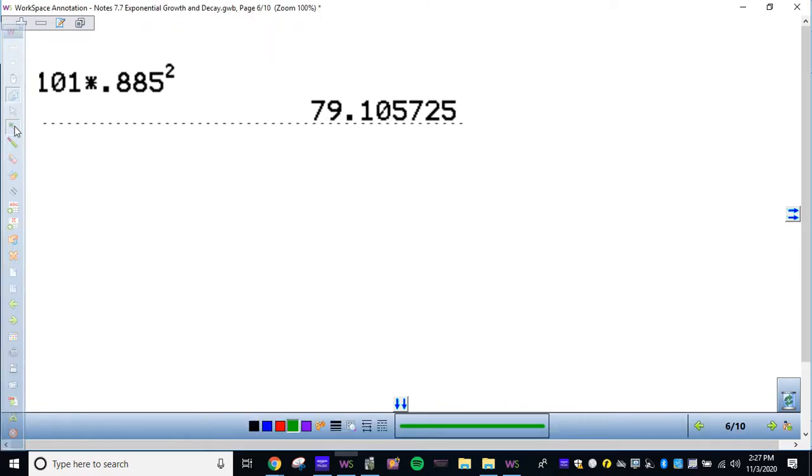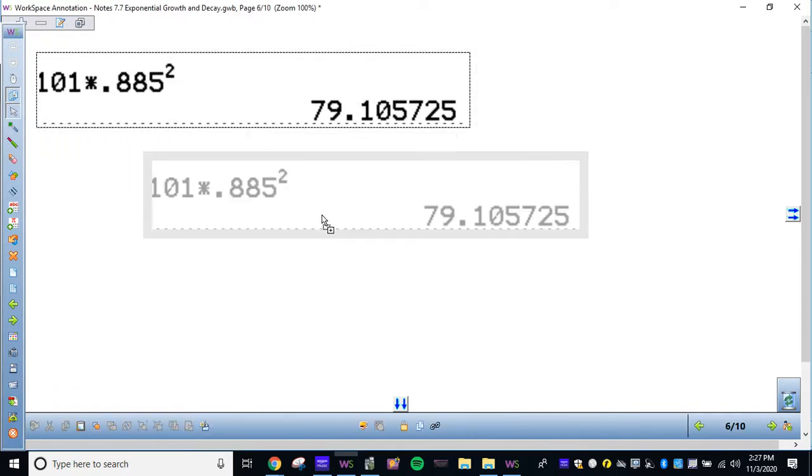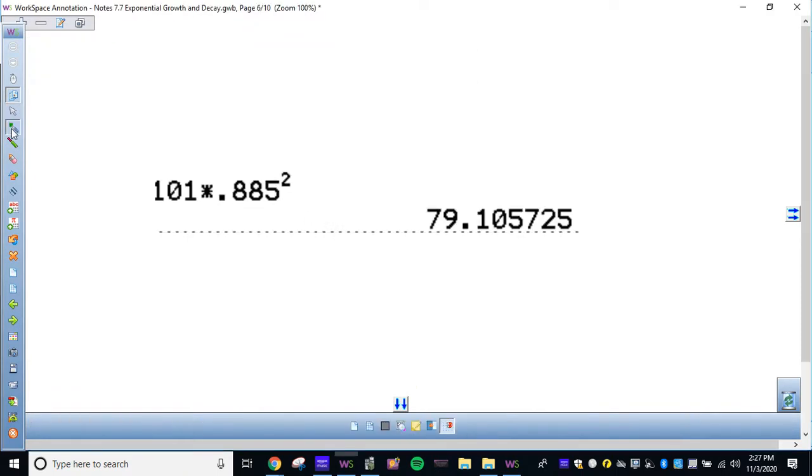I can tell it is the school Wi-Fi lagging because the computer is not working super fast.